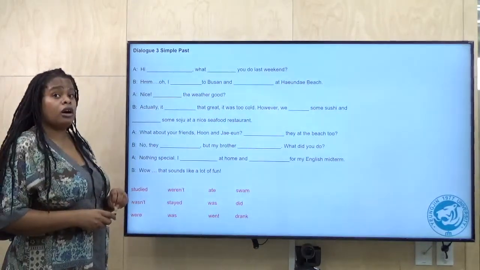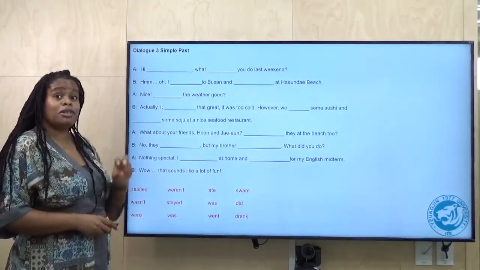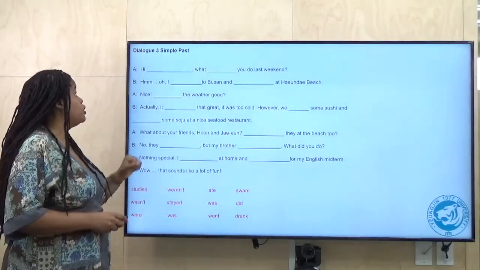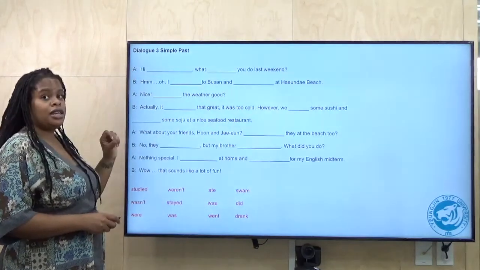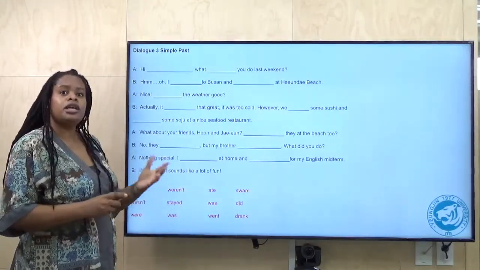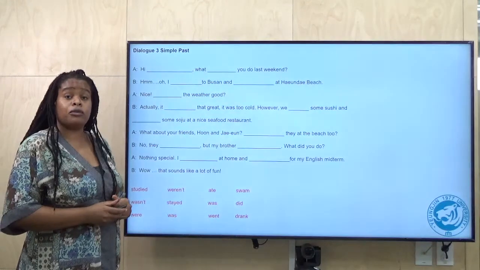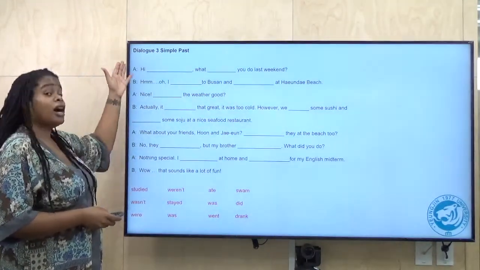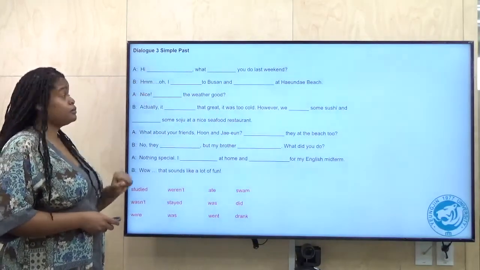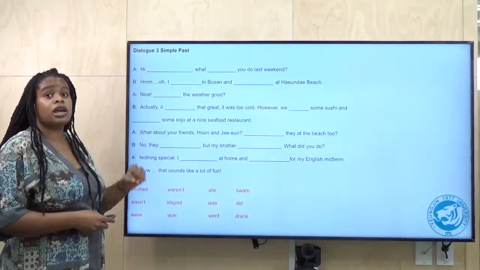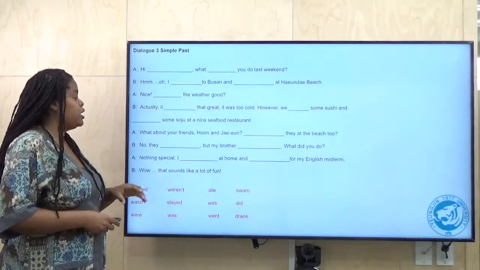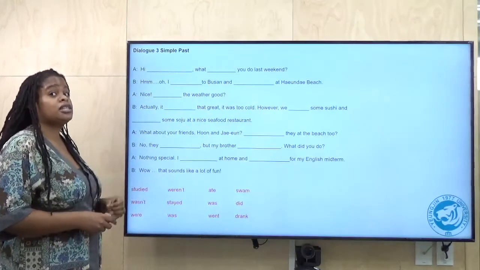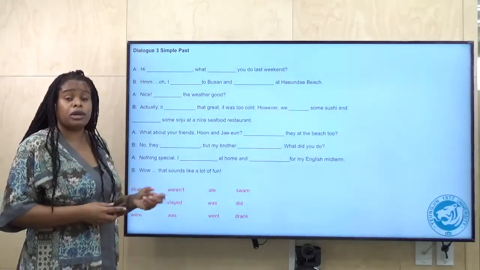So a dialogue, we have the prefix di, that means two. This is a conversation between two people. So there's person A and person B. If we are able to do a dialogue for your midterm, you will be able to choose. You can choose either A or B. I'm going to read this dialogue so you can hear what it sounds like. Again, print this out, complete the sentences, and then check your work with the document I will send you.